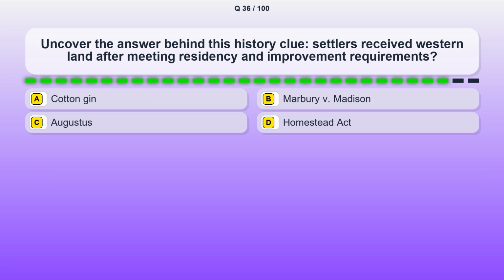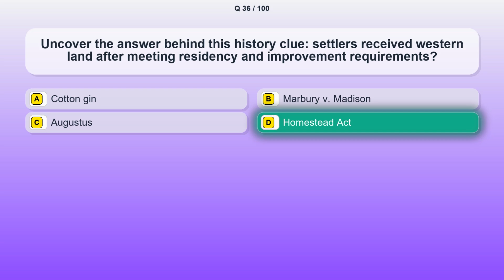Question 36. Uncover the answer behind this history clue. Settlers received Western land after meeting residency and improvement requirements. Option A, Cotton Gin. Option B, Marbury v. Madison. Option C, Augustus. Option D, Homestead Act.